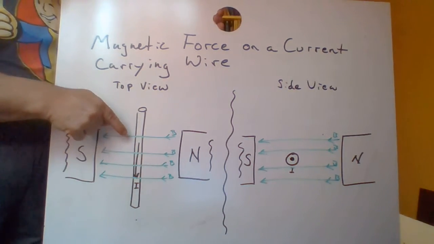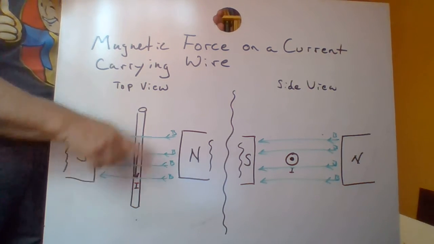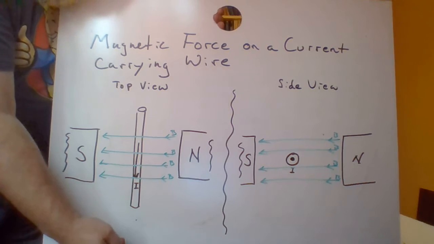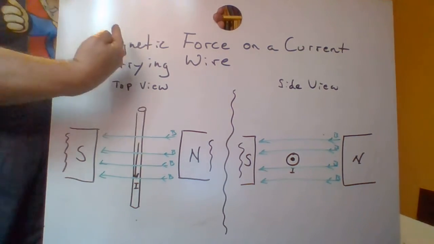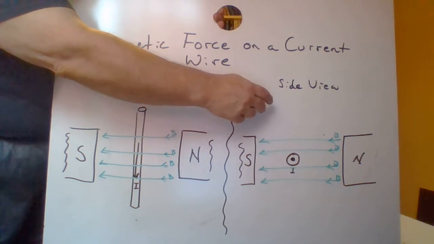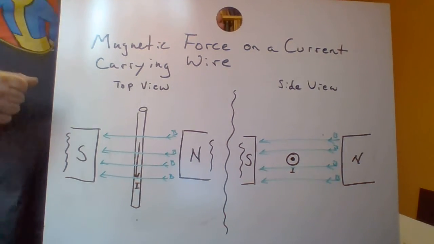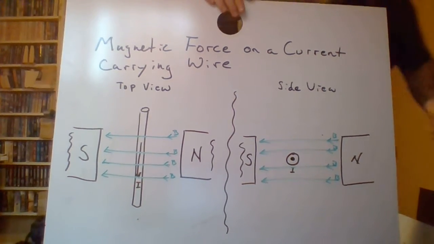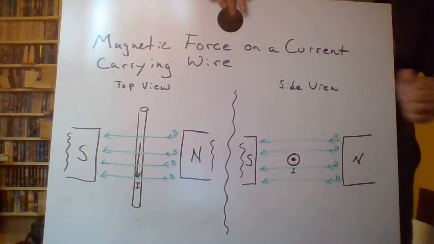All right, the current we know is flowing that way. If we look at it from the side, in other words, if we were to lie on the floor and look up at the board, this is the view we would see, the side view over here. Let me start by looking at the side view here.